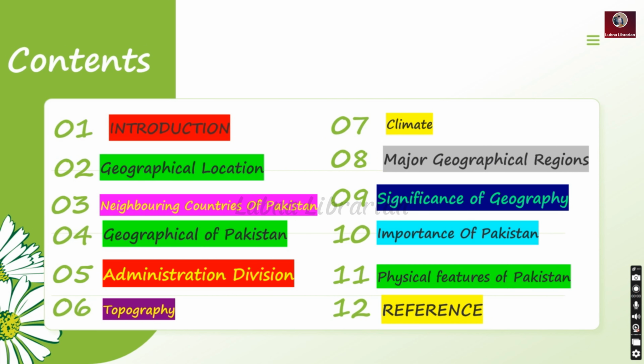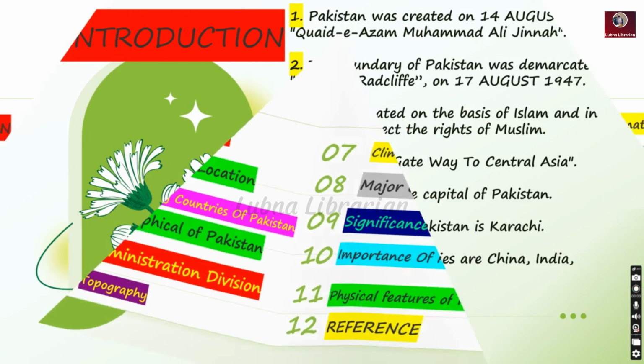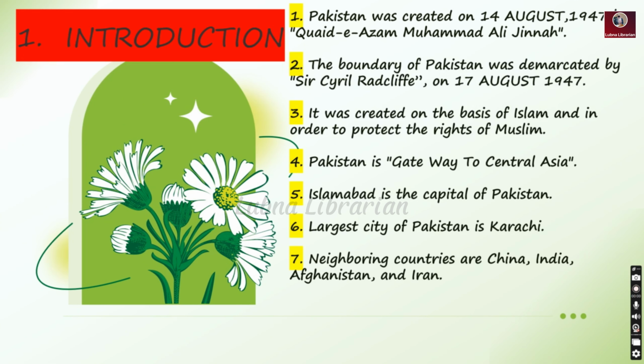Contents. 1. Introduction. 2. Geographical Location. 3. Neighboring countries of Pakistan. 4. Geography of Pakistan. 5. Administration Division. 6. Topography. 7. Climate. 8. Major geographical regions. 9. Significance of geography. 10. Importance of Pakistan. 11. Physical features of Pakistan. 12. References.